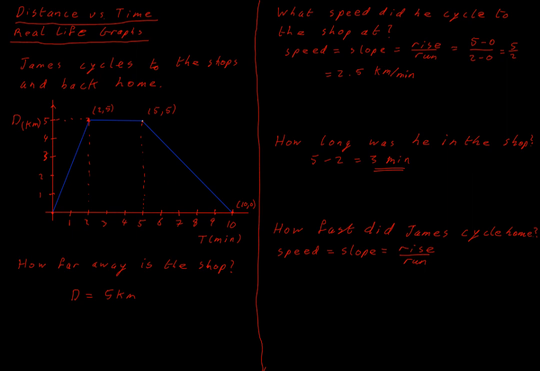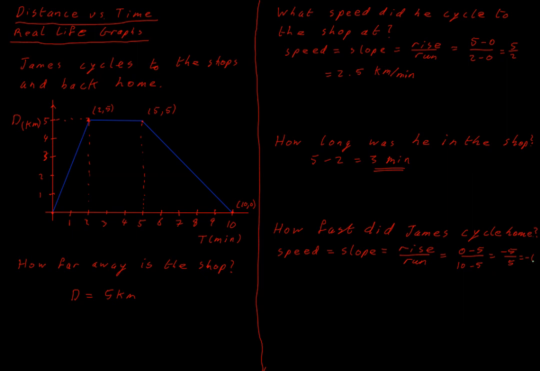So, what's our rise? We start at 5 and we end up down at 0. So we've gone down by 5. So our rise is actually going to be going down by 5. And our run is going from 5 to 10. So the difference there is going to be 10 minus 5. So our difference is minus 5 all over 5. We put that in the calculator and we get minus 1.